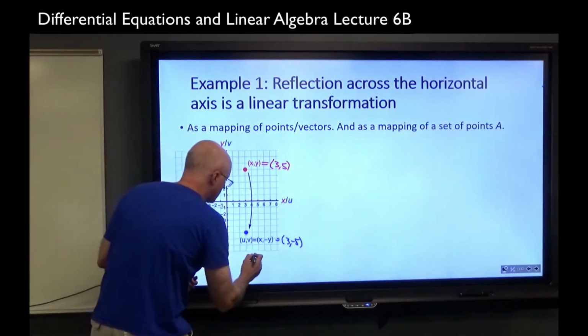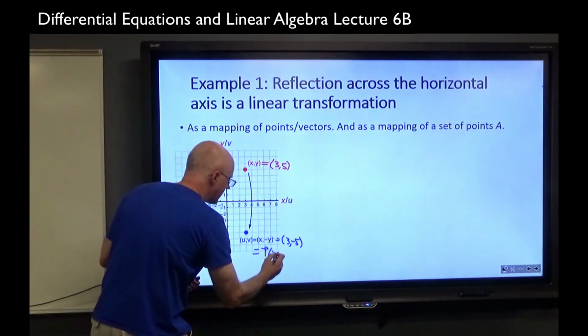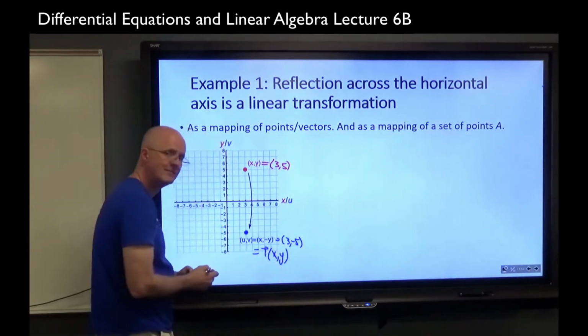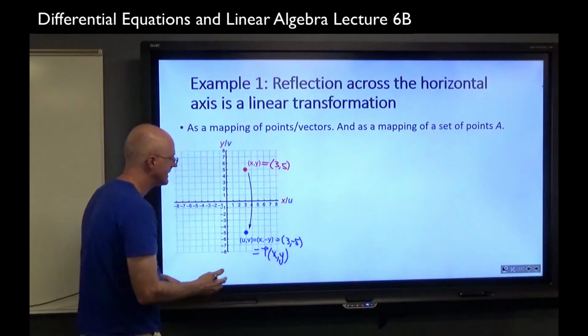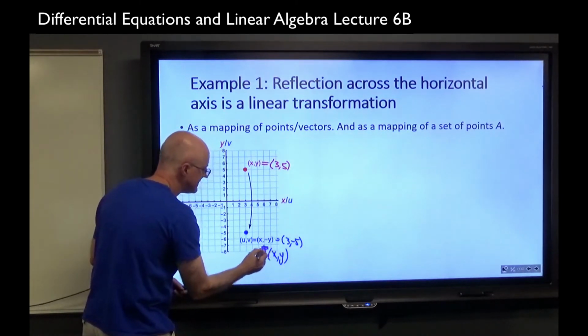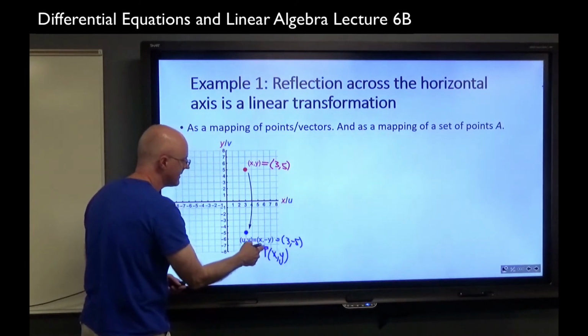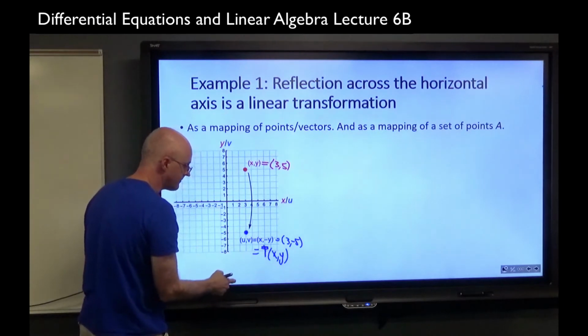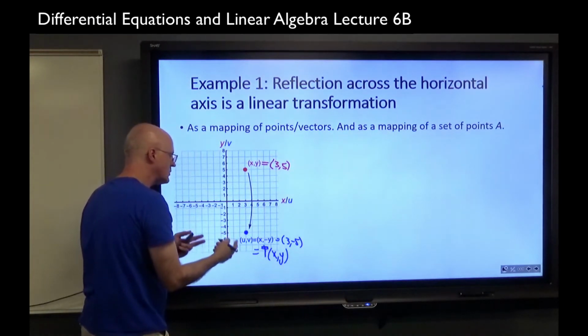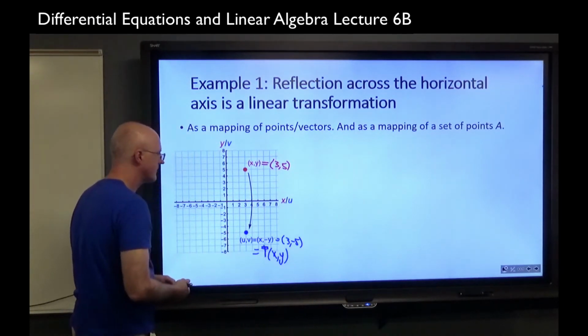And by the way, I can also call this T of xy. I didn't put the T in there. I actually will in the next picture, but I could call this T of xy equals x, negative y. It's the formula, so to speak. And the outputs I'm giving new names to. I'm calling them u and v.